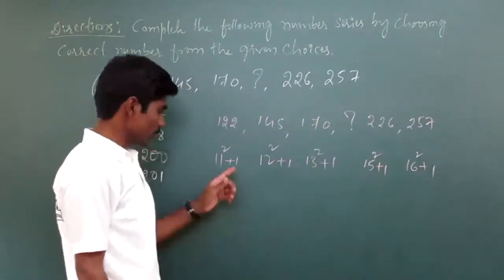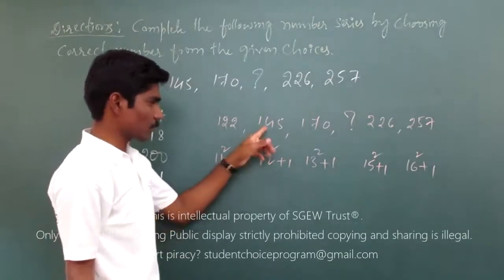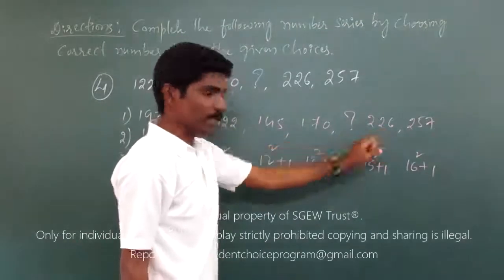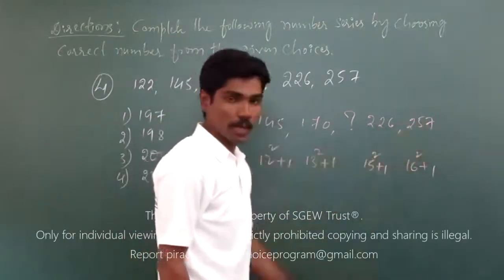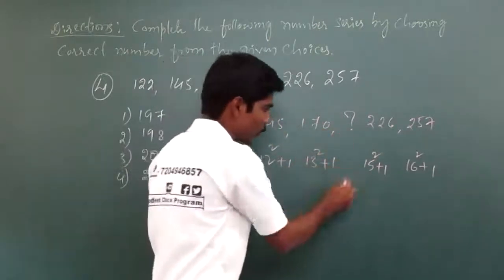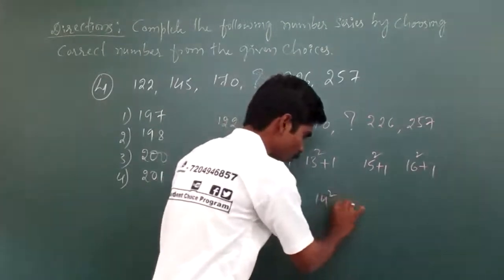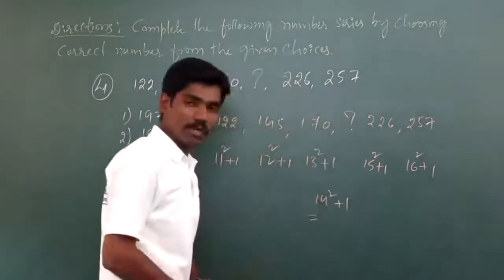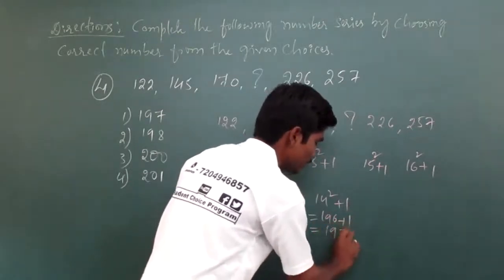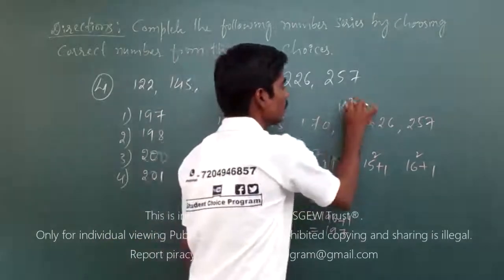Now see here, it is square of 11 plus 1, square of 12 plus 1, square of 13 plus 1, square of 15 plus 1, square of 16 plus 1. So ultimately, with this logic, the missing number would be square of 14 plus 1. Now what will square of 14 plus 1 be? Square of 14 is 196 plus 1, it will be 197. So the missing number will be 197.